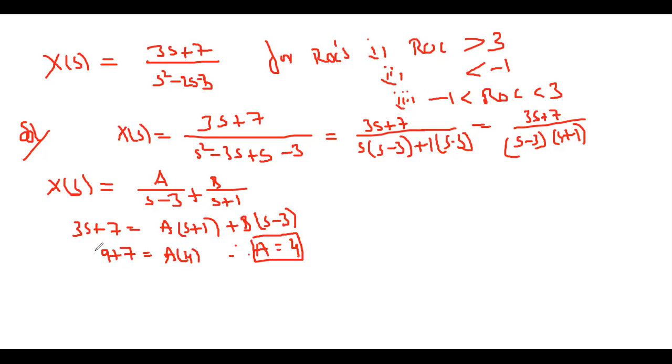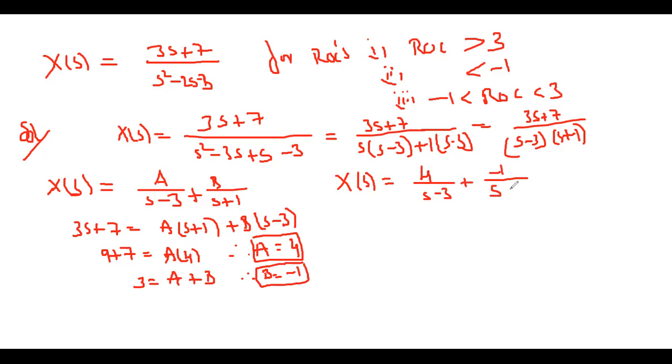Now, you can equate the s equations, or you can substitute s is equal to minus 1. Now, I'm equating the s coefficients: 3 equals a plus b. A is 4, so b is equal to minus 1. Now X of s is equal to a times 4 by s minus 3, plus b times minus 1 by s plus 1.